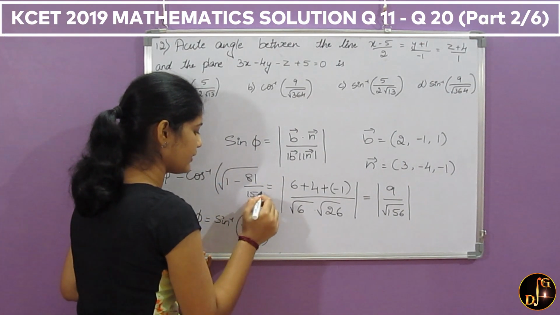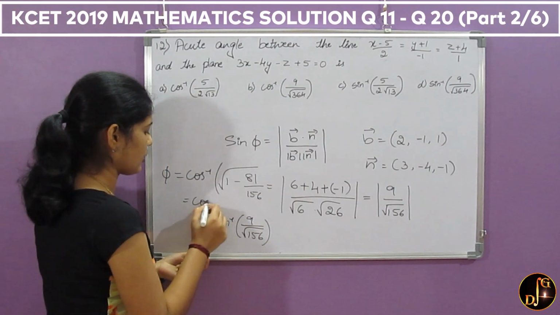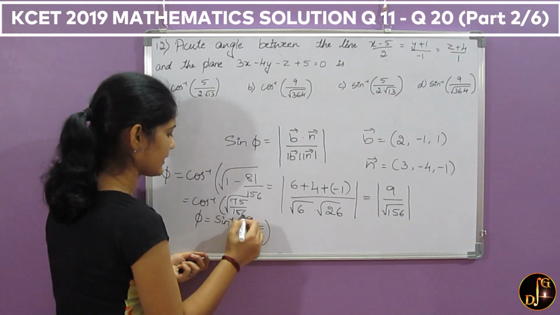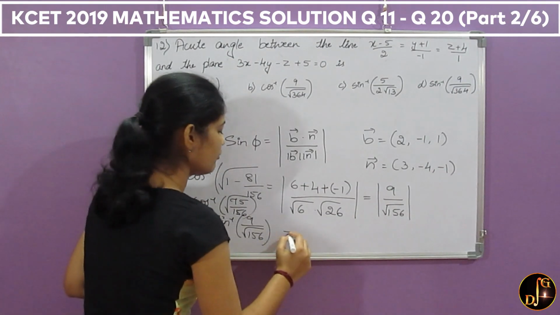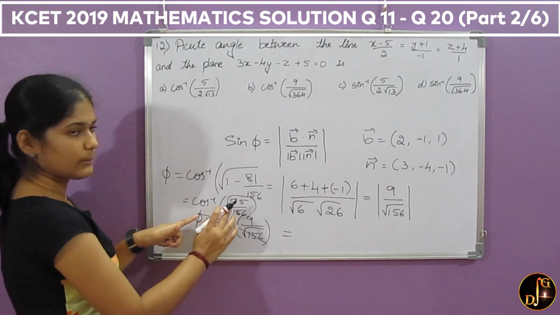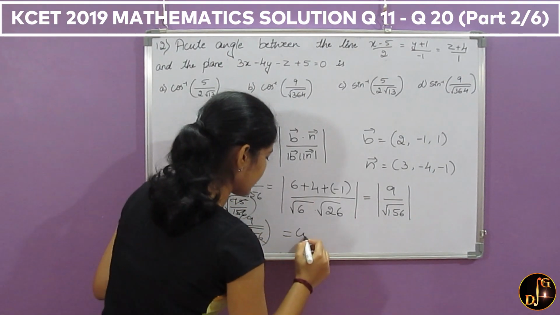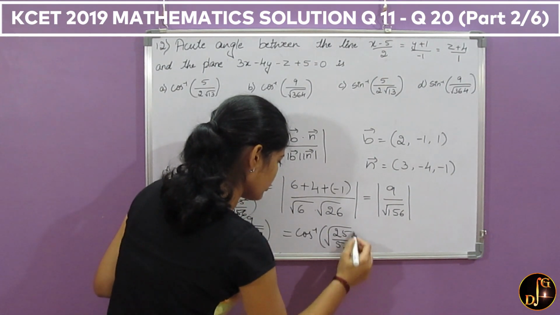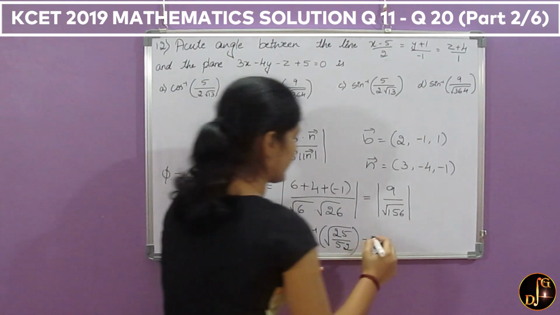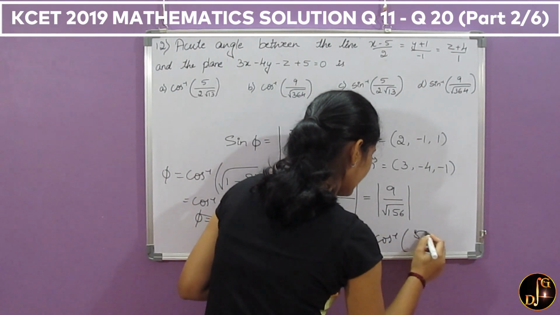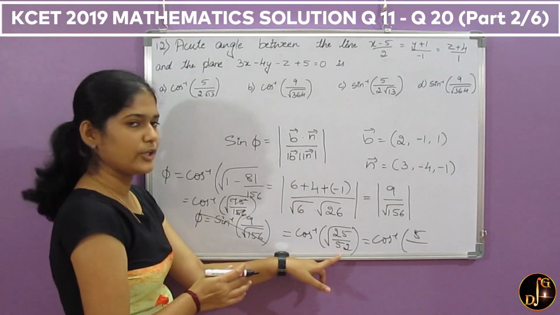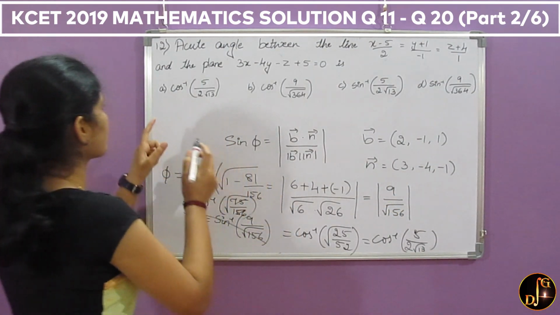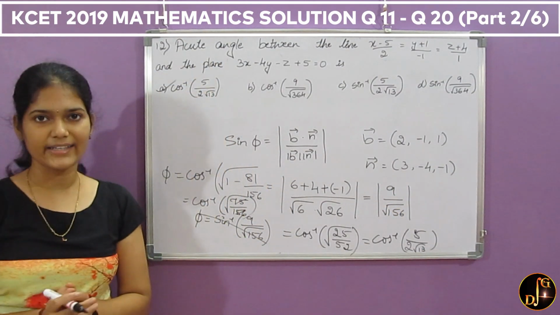81 by 156. On simplification, it will be cos inverse of square root of 75 by 156. Now we can simplify this. To simplify, we can divide it by 3. It will become cos inverse of square root of 25 divided by 52. Square root of 25 is 5, right? We know that. Cos inverse of 5 divided by 52 can be written as 13 into 4. So it will be 2 root 30. Is there any option? Yes. So option A is the correct answer.